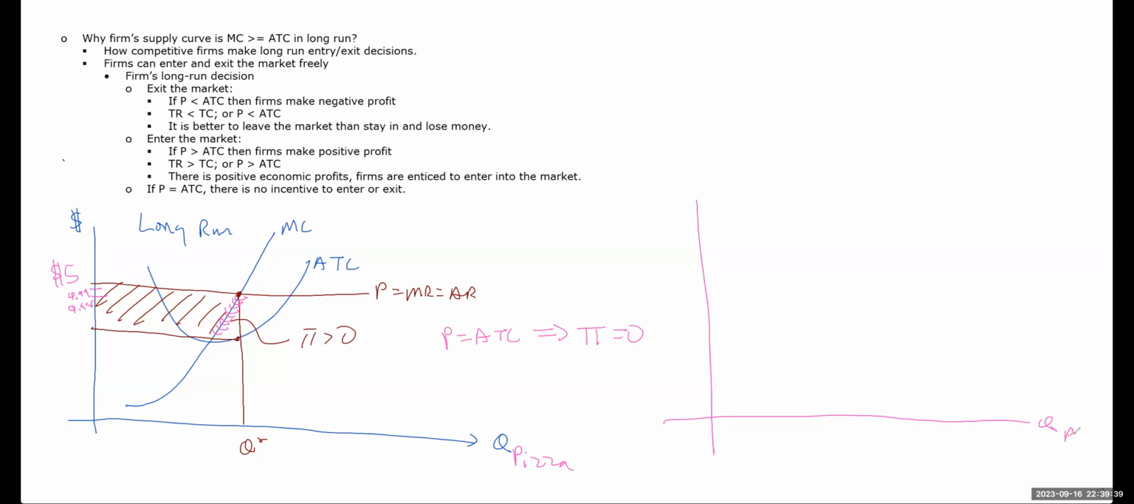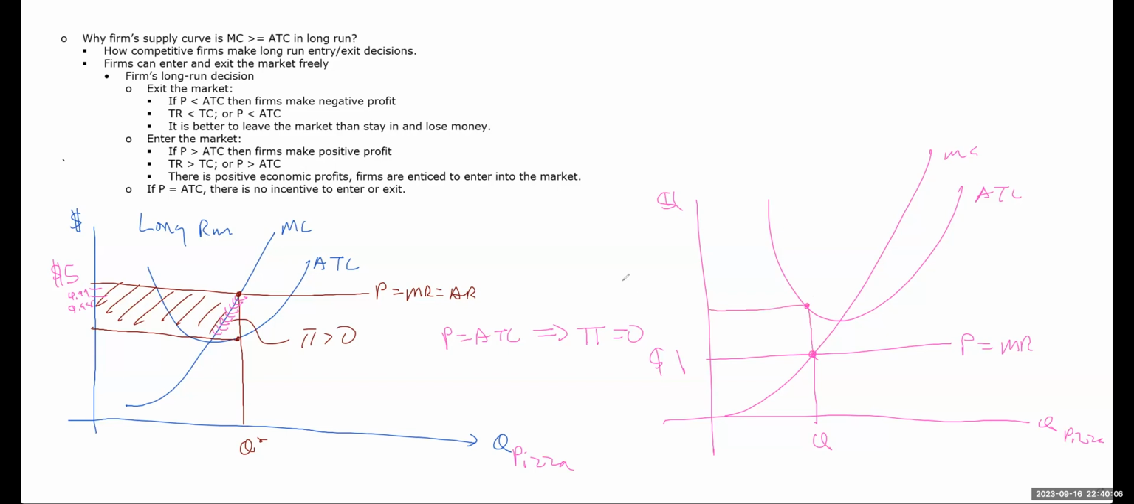And on the flip side, there's quantity of pizza, dollar sign, average total cost, marginal cost, and here's the price right here. And let's say that's like $1 a slice. This is equal to marginal revenue, where marginal revenue hits marginal cost right here. This is quantity. And right now, this is average total cost right here. So right here, this is the loss. In this type of situation, some companies decide, nah, not worth it, and they leave.